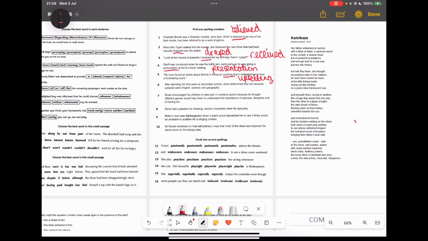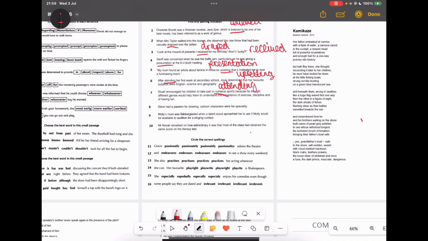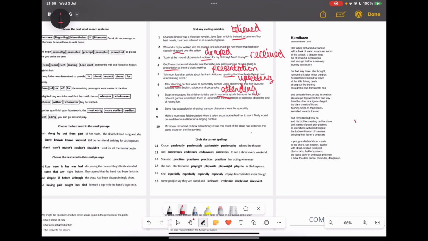After attending her first week at secondary school, Josie determined that her favourite subjects were English, science, and geography. Well, 6 is going to be attending. So attending should have double T. So not like upsetting with that one. And then 7. Stuart encouraged his children to take part in numerous sports because he thought different games would help them to understand the importance of exercise, discipline, and having fun.